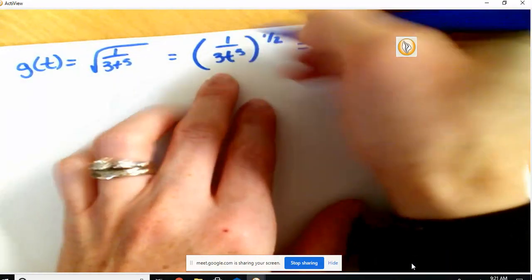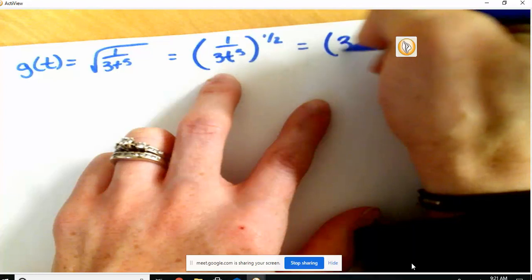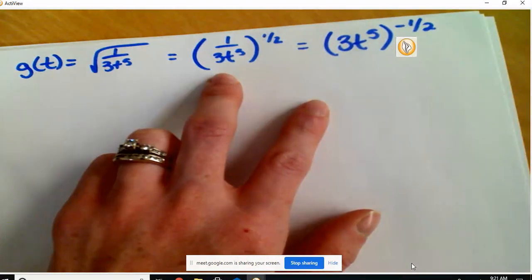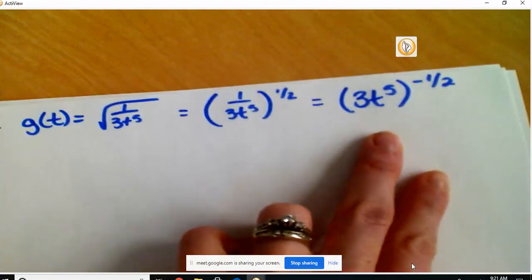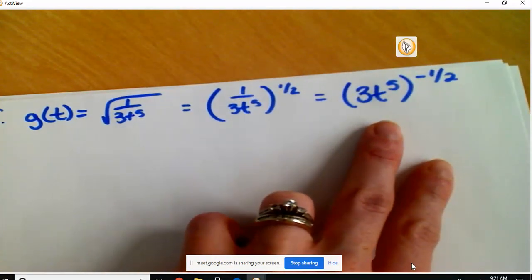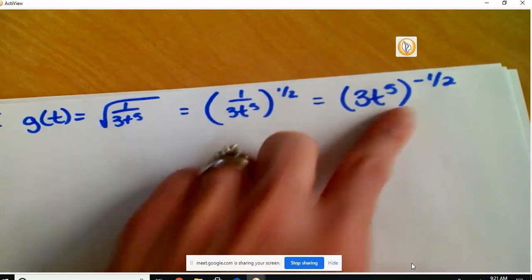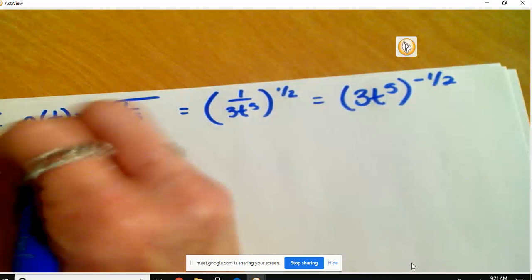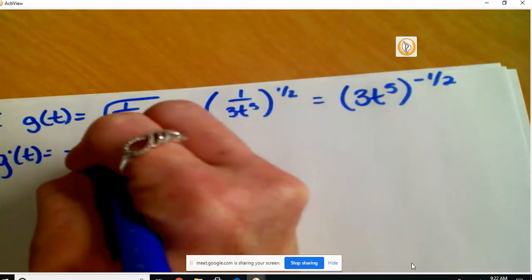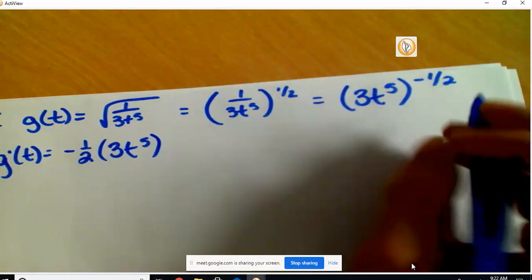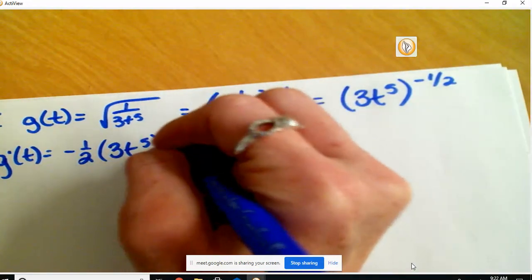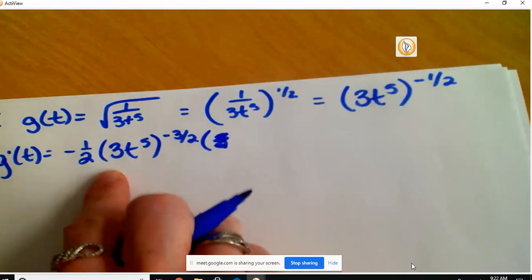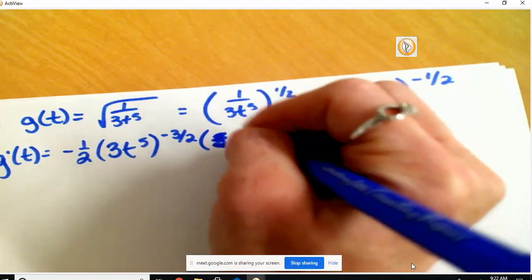Because it's just 1 over, we can just bring that bottom up. But when you change floors, it changes the exponent to a negative. So this is probably the simplest way to go about it, but not the only way. We could get there using the quotient rule and the chain rule. So now we have to do our chain rule. So exponent comes down, inside stays the same, subtract 1 from the power, times the derivative of the inside, which would be a 15t to the 4th.